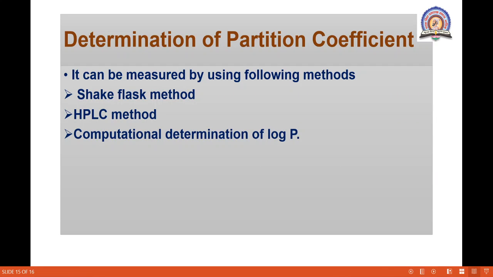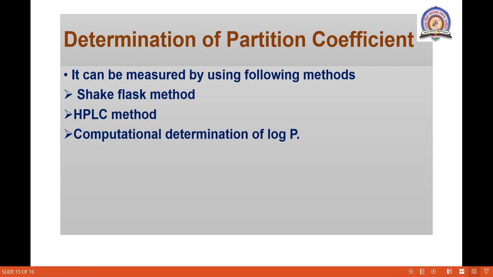The partition coefficient is determined by different methods. It can be measured by the following methods. The first one is the shake flask method, the second is the HPLC method, and the third is computational determination of log P. We are not going to discuss these methods in detail, we are only introducing the methods used for the determination of the partition coefficient. Out of these three methods, you are very familiar with the shake flask method. It is nothing but the extraction method. You have already done this in the practical also.